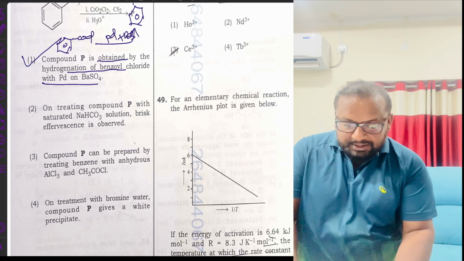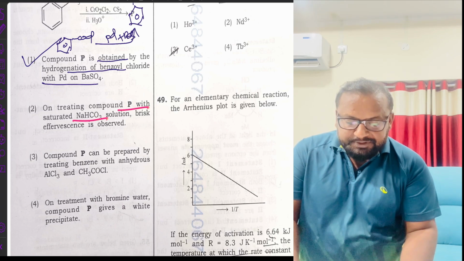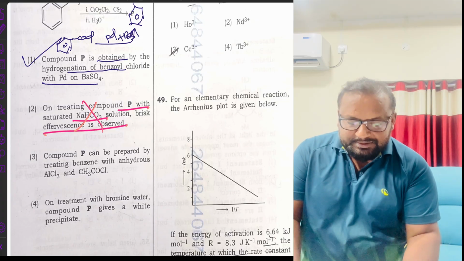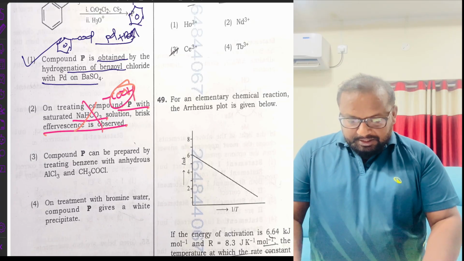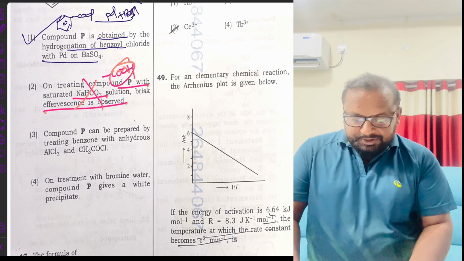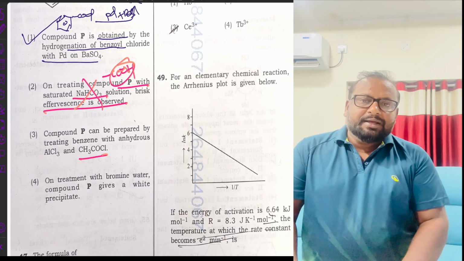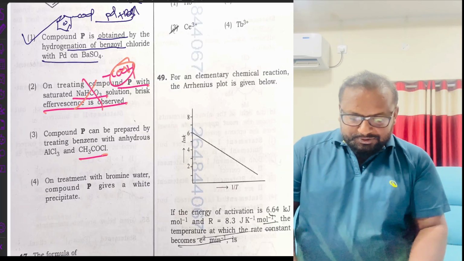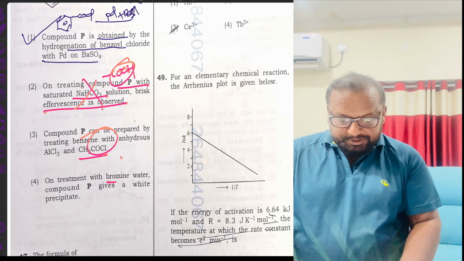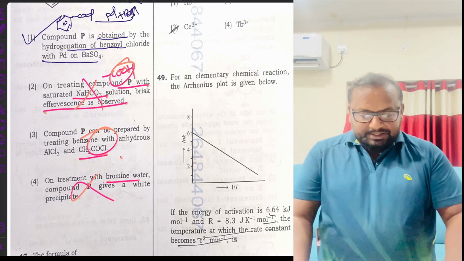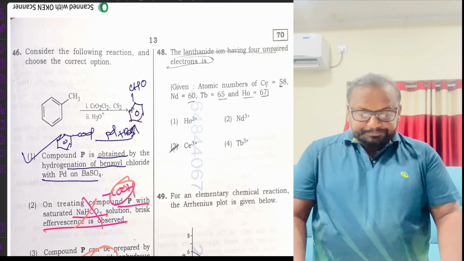Why? Because on treating P with sodium bicarbonate, brisk effervescence will form. It's not possible because a carboxylic group will give you that, and we don't have a carboxylic group in P. Compound P can be prepared by treating benzene with acetyl chloride. So this gives you acetophenone, not that one. Compound with bromine, it is not possible. Only aniline will give that reaction.